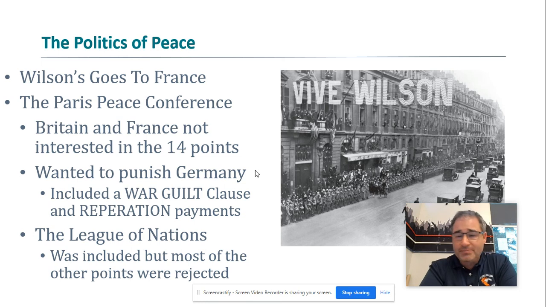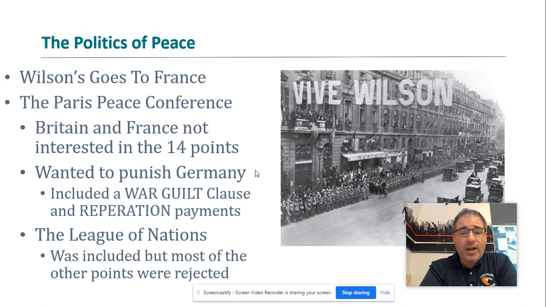He goes to Paris, and he doesn't read the room. He doesn't understand that the British and the French, after 4 or 5 years of fighting, after suffering millions in casualties, they don't want to set a peace that's going to bring peace in the future. They want to punish Germany. So Britain and France aren't really interested in those 14 points that Wilson has. He's going to have to negotiate in order to get what he can out of those 14 points.